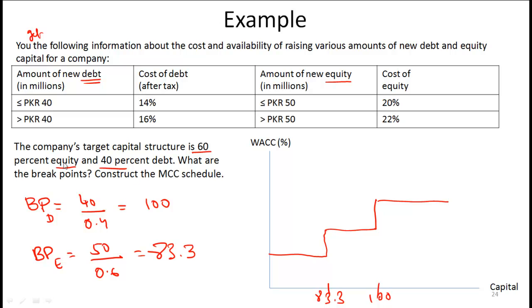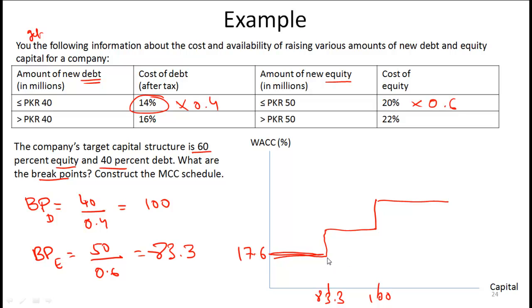So we have done the breakpoints. Now let's calculate the WACCs at these three levels. So at this level we have a cost of debt of 14% and a weightage of debt of 40%, so 0.4, and the cost of equity is 20% times a weightage of 0.6. So if we do 14 into 0.4 plus 20 into 0.6, we will get 17.6.